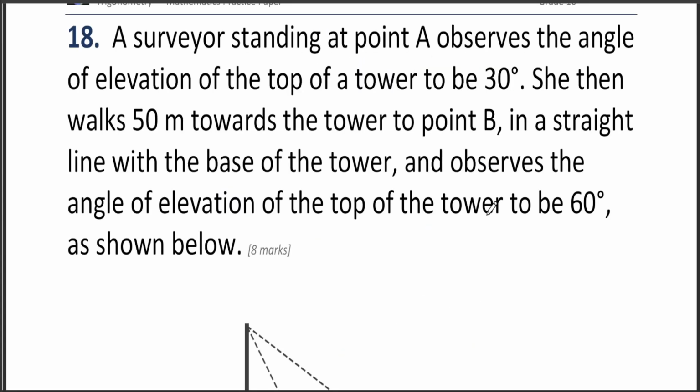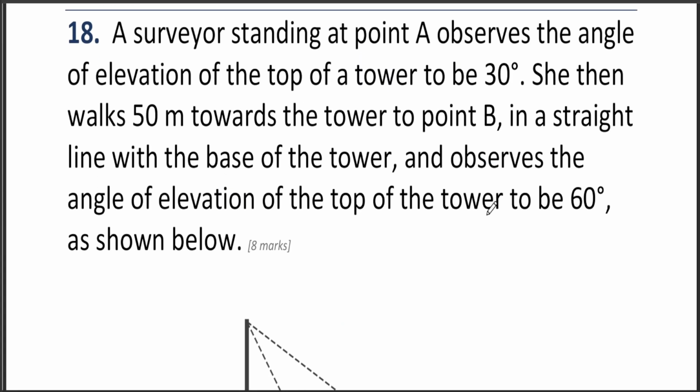Now, last question. A surveyor standing at point A observes the angle of elevation. Wacha tuchore kabla hujaona mchoro. A surveyor standing at point A, which is here, observe the angle of elevation of the top of the tower to be 30. So hapa ni 30 degrees, and this is the tower itself.